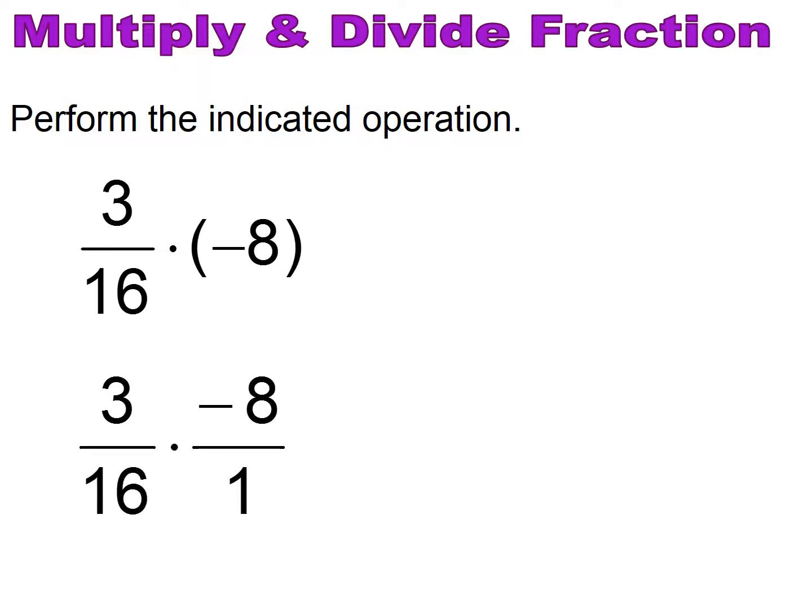You also want to be careful of signs here. We have a negative 8 over 1. When I simplify, I'm going to end up with a negative 1, and my solution will be a negative 3 over 2. So signs are really important.